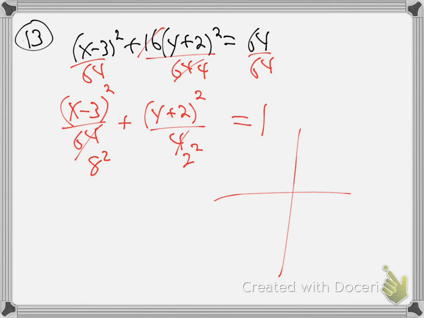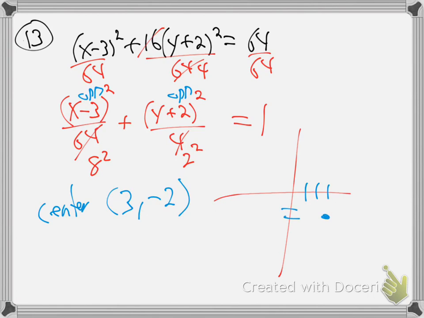What's the center? 3, negative 2. Yeah, opposite, opposite. Center is 3, negative 2: over 3, down 2. There's the center. So is this graph wider or taller? This egg-shaped ellipse, wider or taller? It's wider because the x is bigger. So I'm going to add 8 and subtract 8 from the x-coordinate to find the vertices, way over here and way over here.